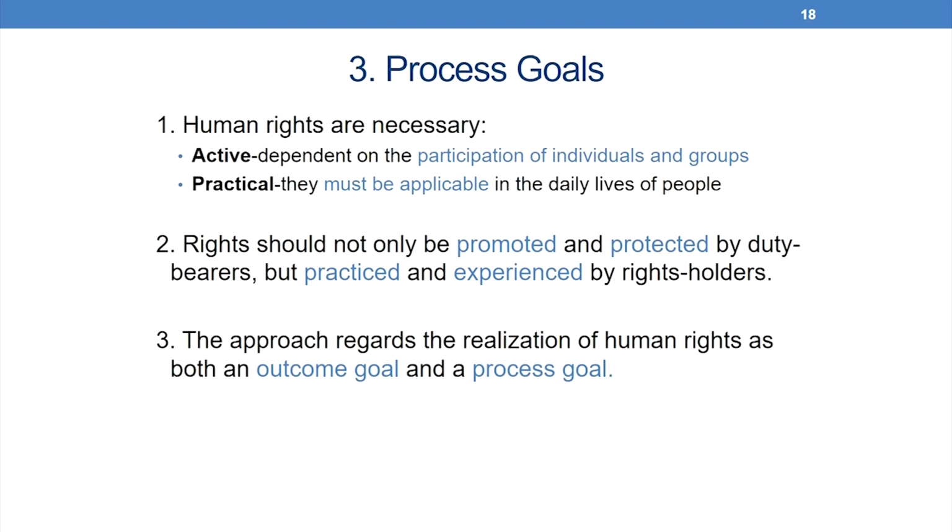So, the rights and freedoms which are of particular importance to ensure practicality and active enjoyment of human rights are, for example, the right to information, freedom of expression, right to take part in the conduct of public affairs, right to participation in development processes, and so on. Finally, the approach regards the realization of human rights as both an outcome goal and a process goal.